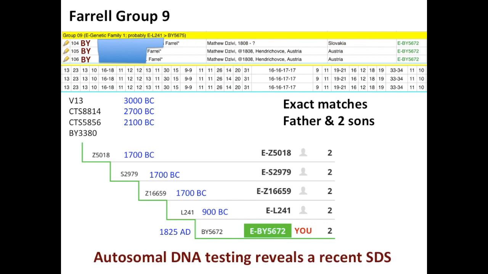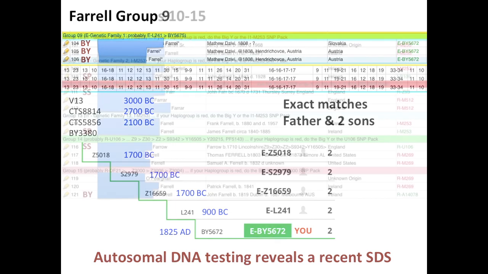The other thing that they've done recently is autosomal DNA testing, and they have found that there was a relatively recent surname or DNA switch within the last several generations, and they've actually been able to pinpoint where it's likely to have occurred. But that research is still ongoing. It just goes to show you how the Farrell surname can be associated with any kind of DNA. This DNA goes back to Slovakia. We have DNA that goes back to Egypt. You know, it could come from anywhere.